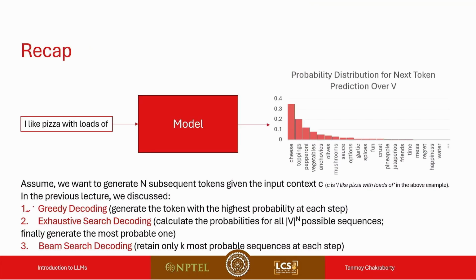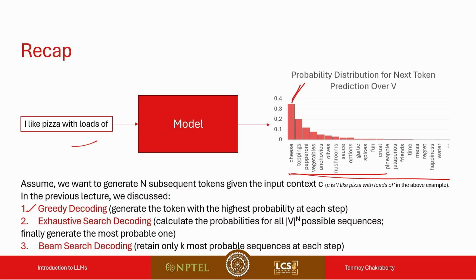We have discussed greedy decoding. Given the input, let's say "I like pizza with lots of", and this is the probability distribution over our tokens, you see that the word cheese has the maximum probability. So in greedy decoding you essentially choose the word cheese.